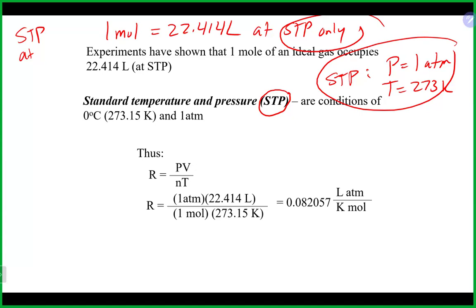By the way, if we solve for R in the ideal gas law and we put in all of our values at STP, that is how we get the gas constant. That 0.08206 number comes from basically solving for R with all of our STP conditions. Any questions on that there?